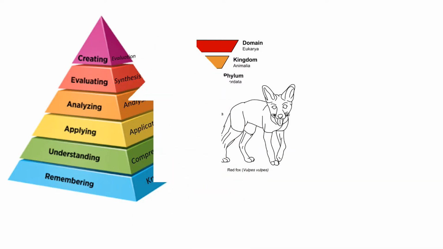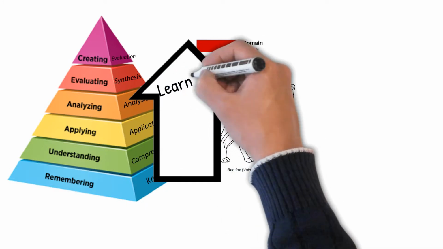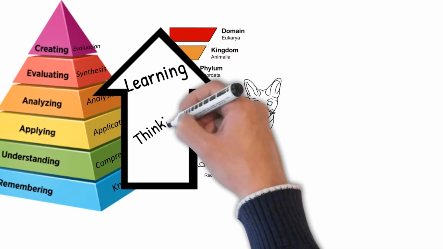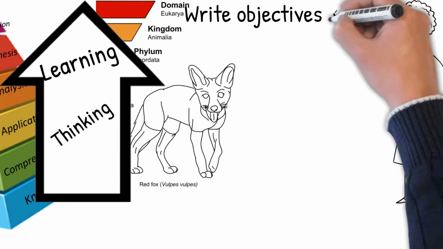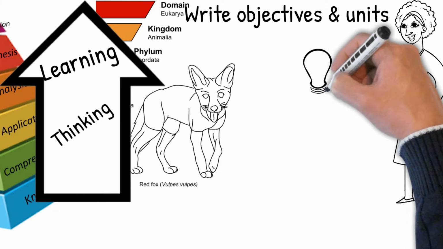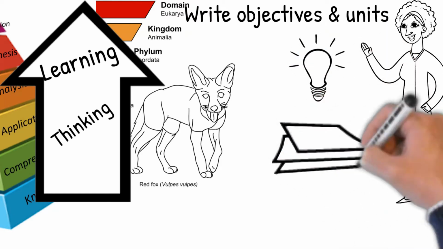Bloom's taxonomy is a hierarchical classification system focusing on more complex aspects of learning and thinking, allowing teachers to easily write objectives and curricular units that require higher order cognitive skills and assessments that are better aligned to the standards.